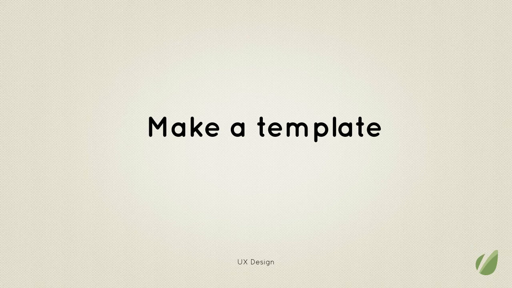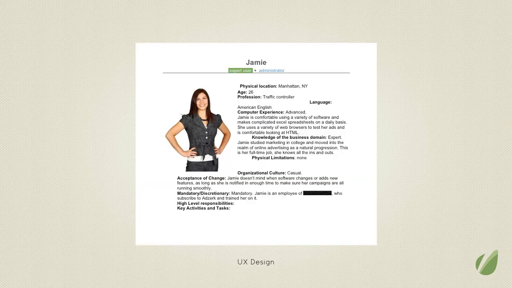So, make a template. Let's go back to my persona Jamie for a moment. In my shop, we do Agile UX, so we didn't spend time making our personas quite as detailed as we might have in a different sort of environment. This is an example of a persona for an administrator with expert domain knowledge. Some of the things we made sure to define included age, physical location, and whether or not the person's use of the application was mandatory or discretionary.